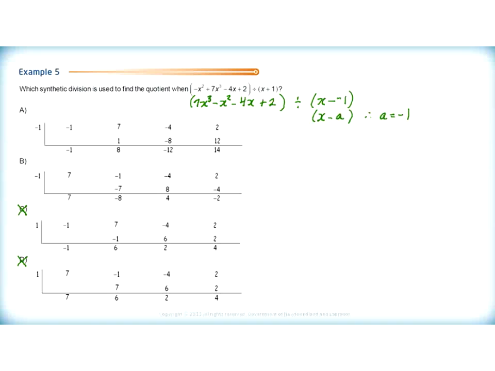This eliminates C and D as multiple choice answers. The coefficients of your cubic term is 7. 7, negative 1, negative 4, and 2. It appears to us that B is the correct answer.